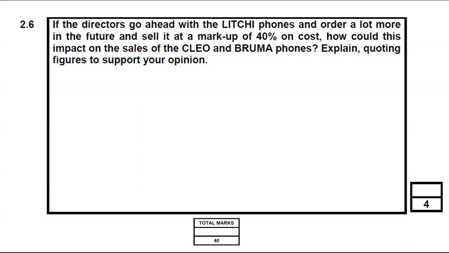Now, this one was a little bit tricky, because I'm thinking Lychee will be of good quality, which might result in Clio sales going down. And then it'll also discourage, because it'll be right in the middle, okay? It'll also discourage people that are buying Bruma. They'll be motivated to buy Lychee because it's good quality and it is not as expensive as Clio. So this is what I said, okay?